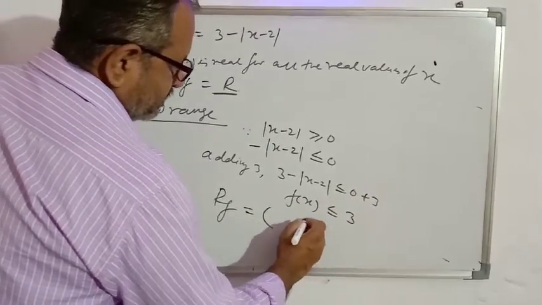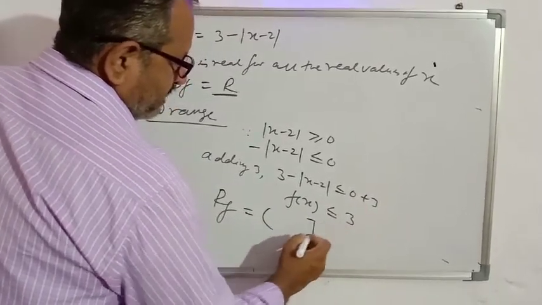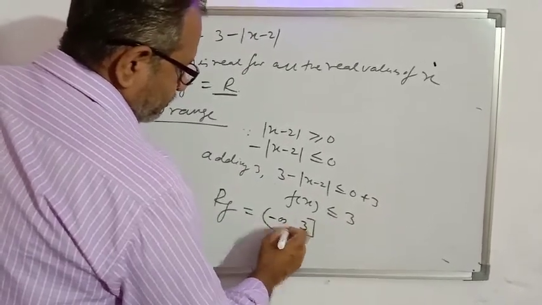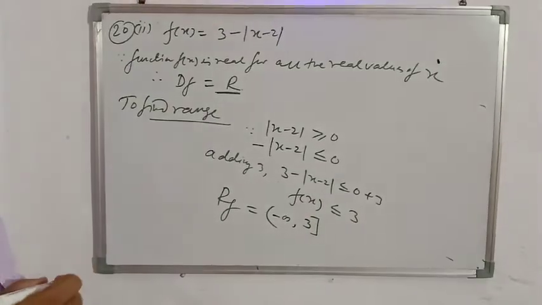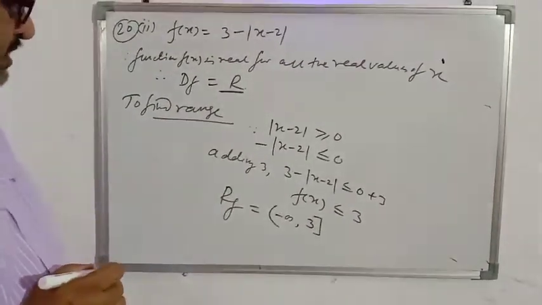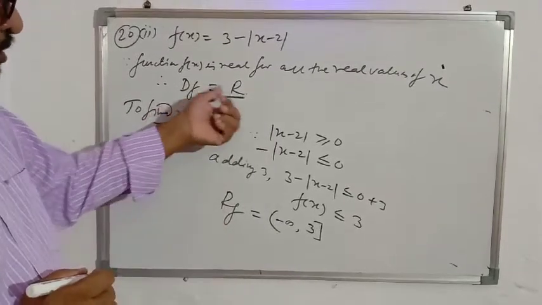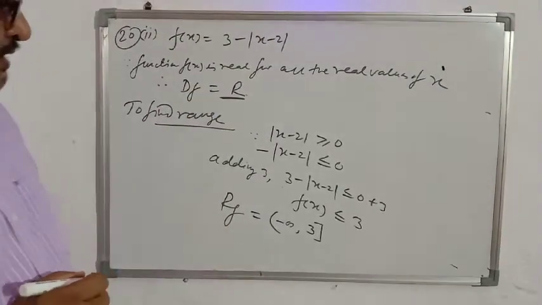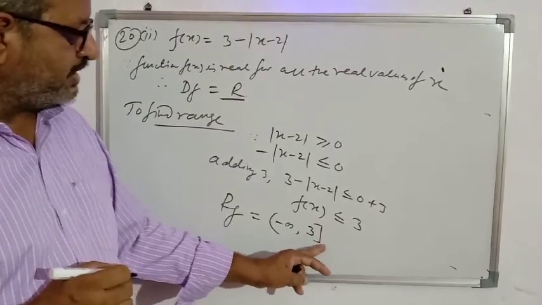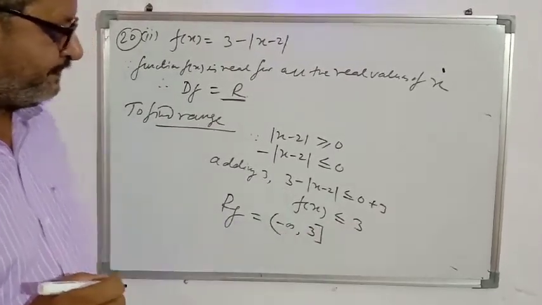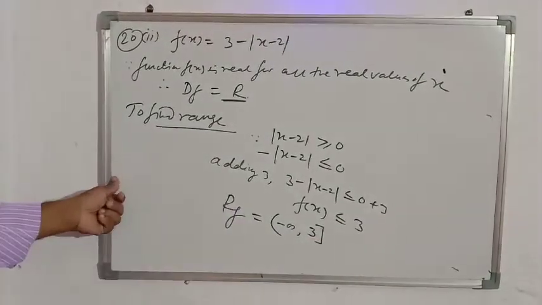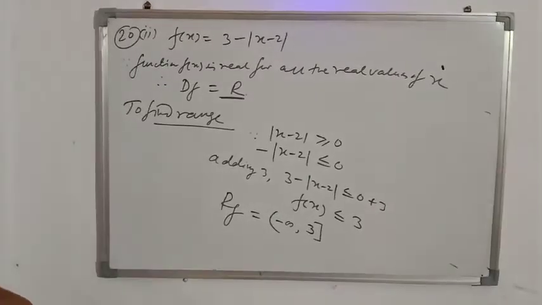So we have to put closing interval sign from 3 to minus infinity. Less than 3 to minus infinity. This is the range of the function. Domain is the whole real number. We will put the sign of closed interval from the side of 3 because the equal to sign is given here. So 3 is included. So that was question number 20. Next is question number 21.